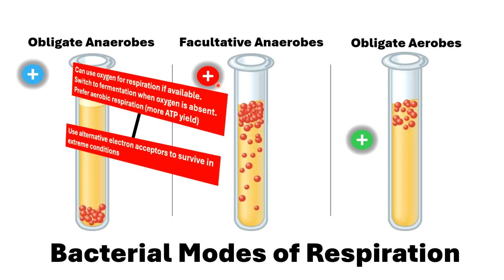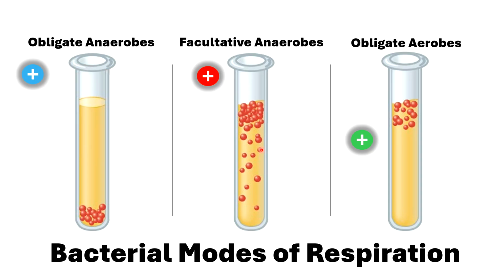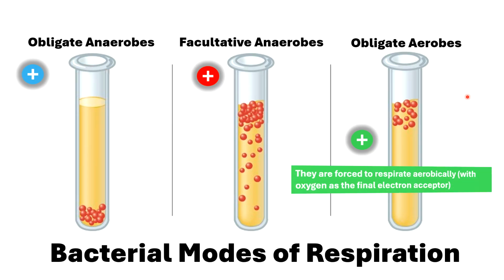They can also use alternative electron acceptors to survive, this time in extreme conditions. Lastly, let's have a look at obligate aerobes. As the name suggests, they are obligated to respire aerobically, as you can see here, and their only electron acceptor is oxygen.